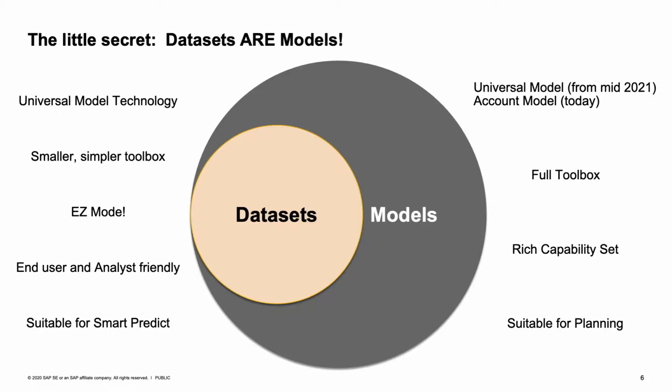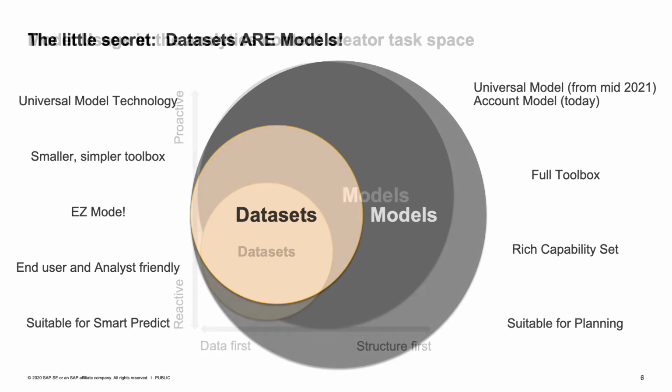So, but now let's get to a little secret, okay? Data sets are models. I said this before, but data sets are models. And very specifically, they are universal models that only have measures, okay? The only hierarchies in them are level hierarchies. So there are no parent-child hierarchies. There are no currencies or units of measure. There are no restricted measures, and there are no public dimensions, okay? And since there's no account, there's no planning flag that can be set. So these sorts of things make data sets very friendly to data science workflows such as Smart Predict.